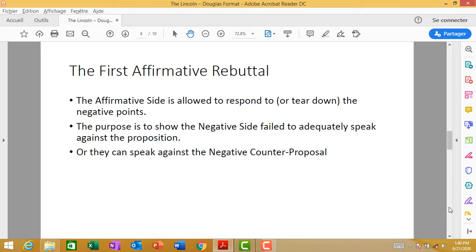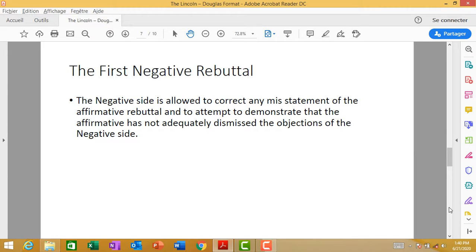And then comes the first affirmative rebuttal. The affirmative side is allowed to respond to or tear down the negative points. The purpose is to show that the negative failed to adequately speak against the proposition. Or they can also speak against the negative counter proposal. The first negative rebuttal comes after. The negative side is allowed to correct any misstatement of the affirmative rebuttal, and to attempt to demonstrate that the affirmative has not adequately dismissed the objections of the negative side.